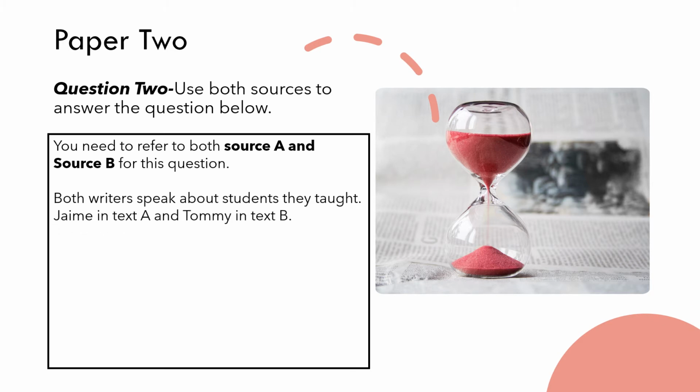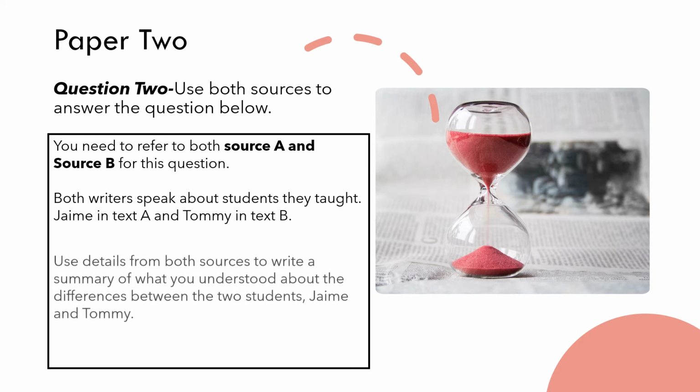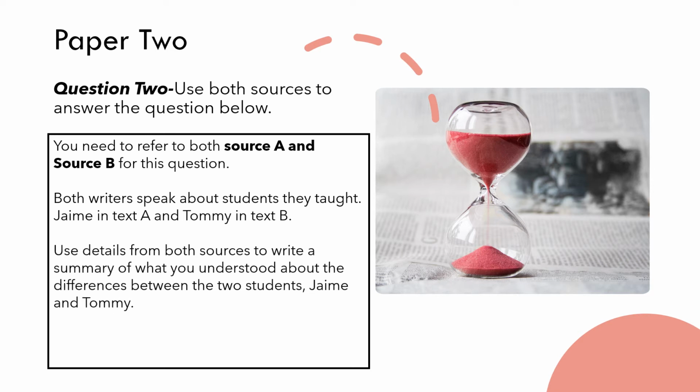Both writers speak about students they taught, Jamie in text A and Tommy in text B. Use details from both sources to write a summary of what you understood about the differences between the two students, Jamie and Tommy. Now this question is worth 8 marks. Section A altogether adds up to 40 in total, then you have 40 for section B as well. If this question is worth 8 marks, that means we need to write 2 paragraphs, and you want to aim to write for about 10 minutes.